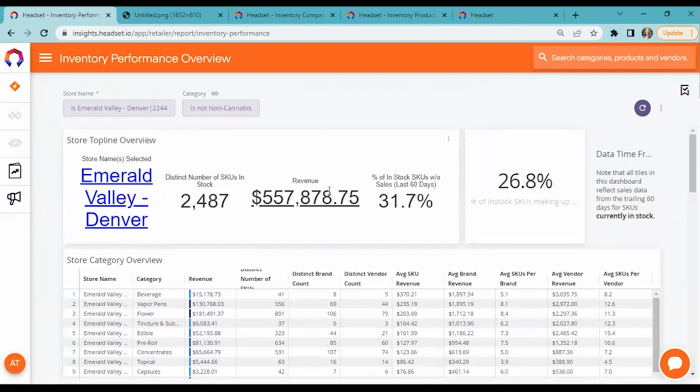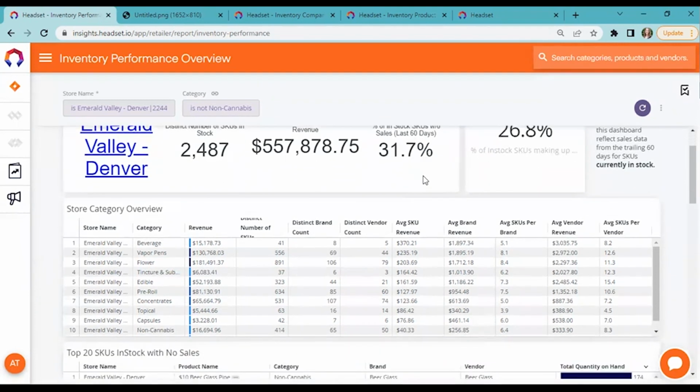This specific dashboard is a fixed time frame. So within the last 60 days, this is how much revenue. And then percent of in-stock SKUs without sales for the last 60 days. Almost 32% of the SKUs that I have have not had any sales within the last 60 days, which is kind of an alarming number. If I filtered out the non-cannabis related items, that might change a little bit, hopefully, but that's still a large chunk of SKUs in stock that are not doing anything for you. So that's definitely something to pay attention to.